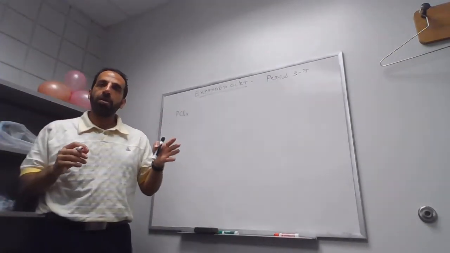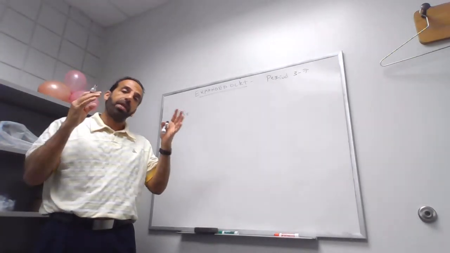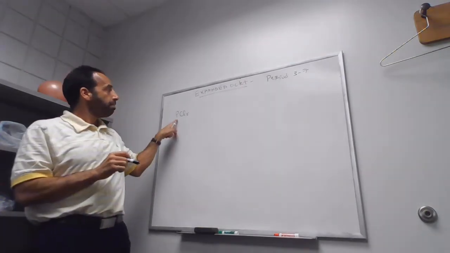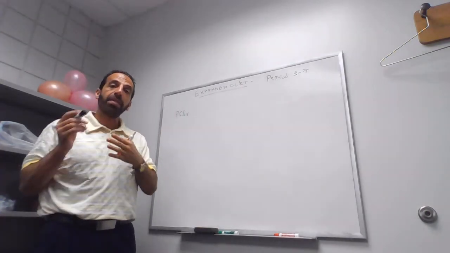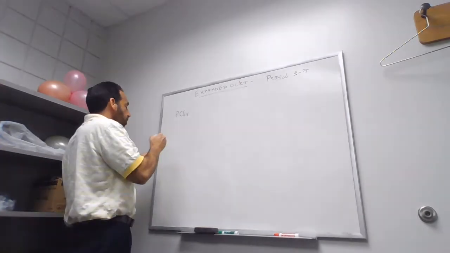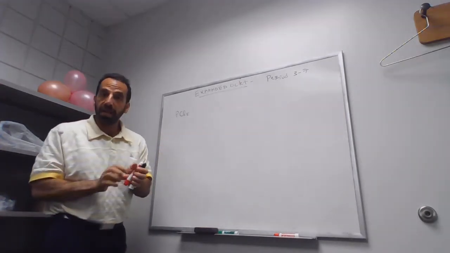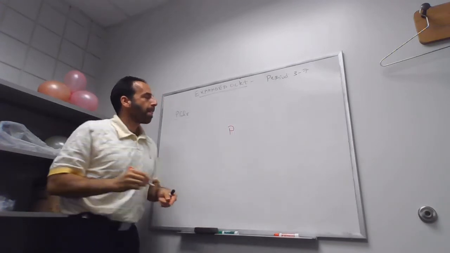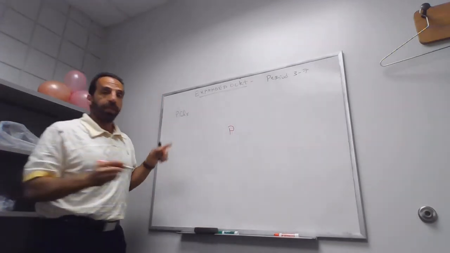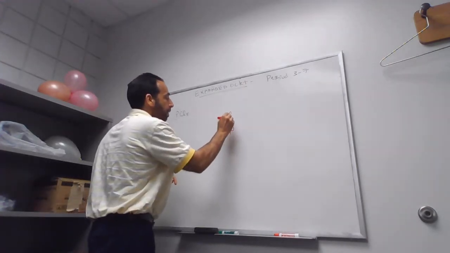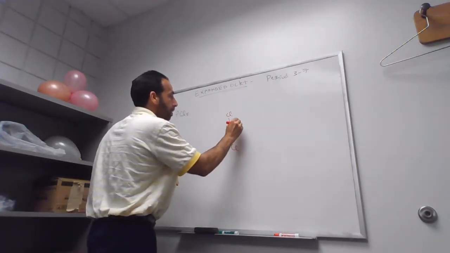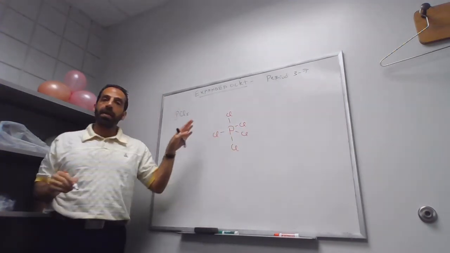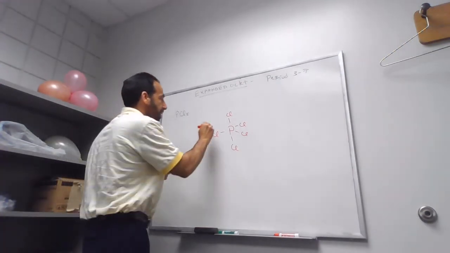I want to take a look at expanded octets now. So these ones I do in this video are the ones that don't follow the octet rule. Let's look at PCl5, phosphorus pentachloride. Phosphorus is going to be the one in the middle, again, the one by itself. That's phosphorus. I'm going to draw bonds to all the chlorines, and then I'll draw 6 electrons around each chlorine. That's how you start off.